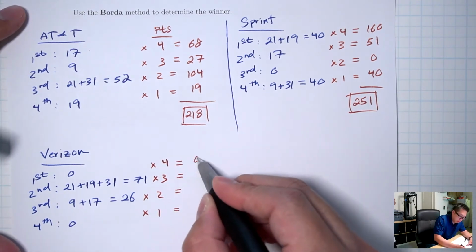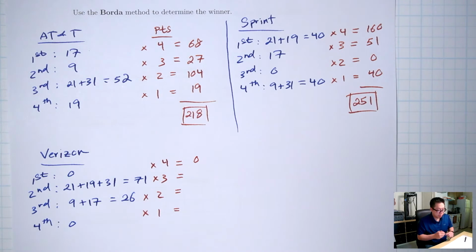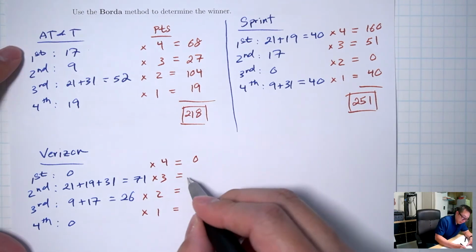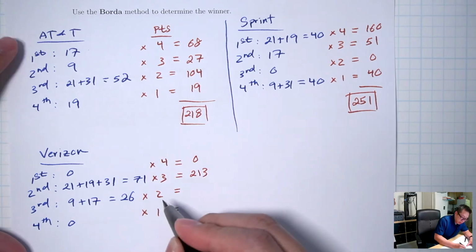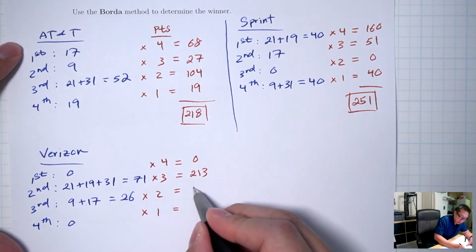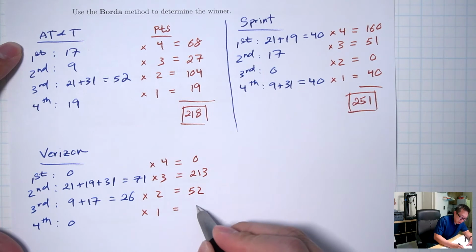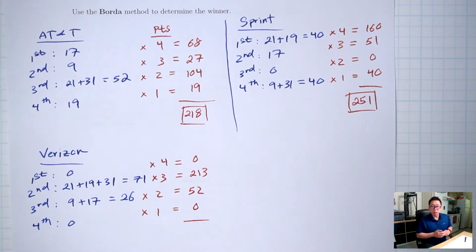0 times 4 is 0. 71 times 3 is 213. 26 times 2, pretty sure that's 52. And then 0 times 1 is 0. Add those up. 0 plus 213 plus 52 plus 0 is 265.